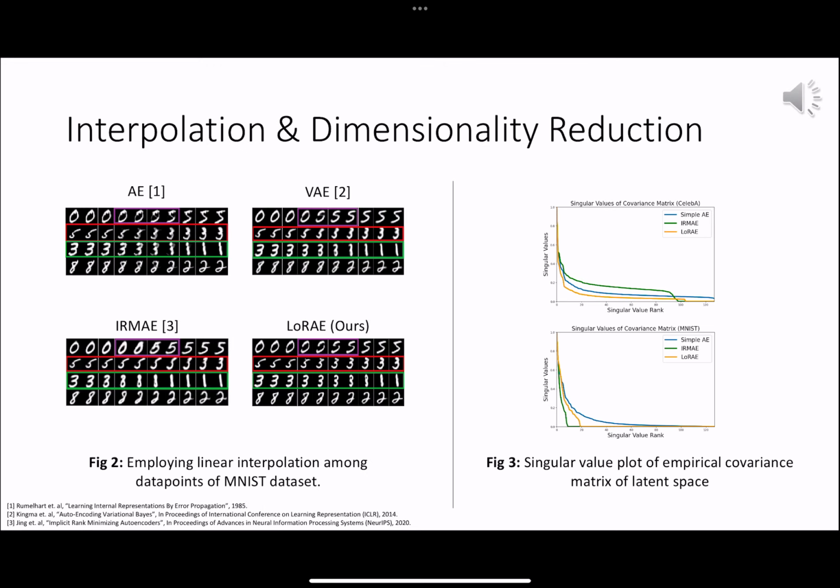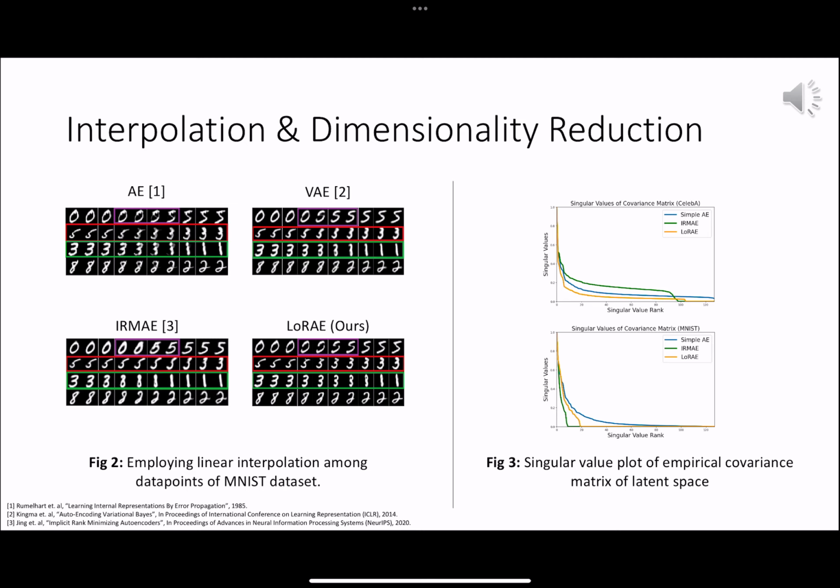To provide empirical evidence demonstrating the effectiveness of our model in learning a superior latent space than other baselines, we have conducted a series of experiments. These experiments will be detailed in the upcoming slides. To show that our model learns a better latent space, we conduct linear interpolation in the latent space and observe data space transitions for the MNIST dataset.